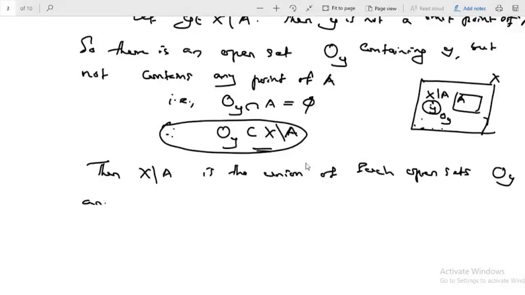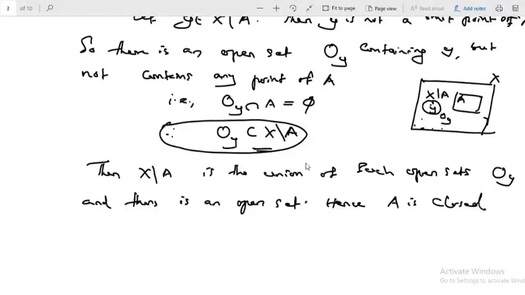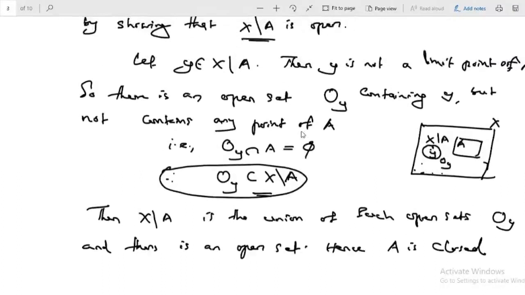And thus it is an open set. Union of open sets is an open set. And thus X difference A is an open set. Hence A is closed. Okay, if A contains all its limit points, then A is closed.